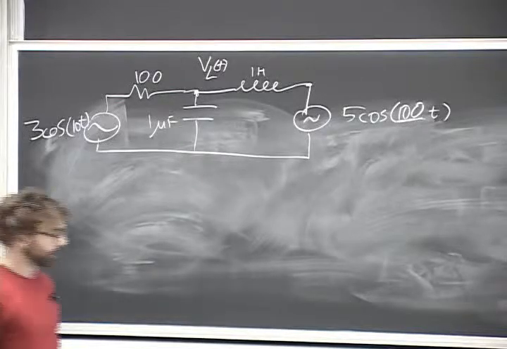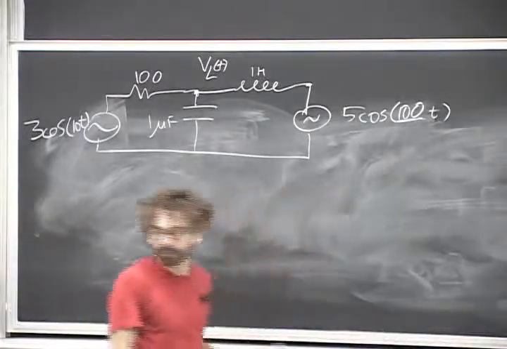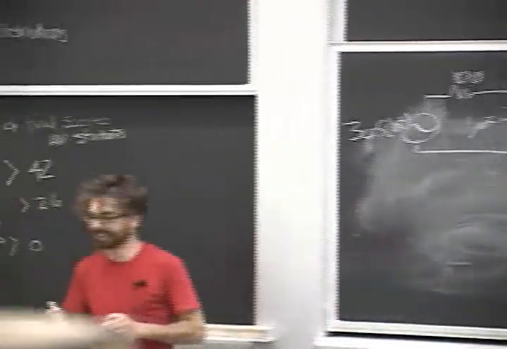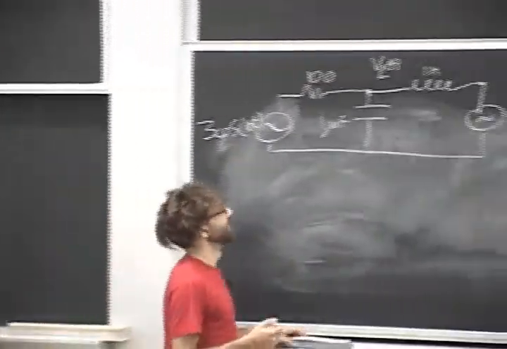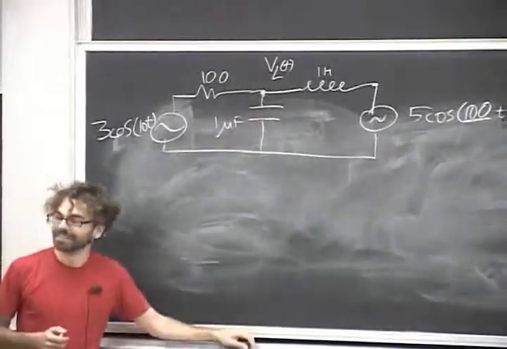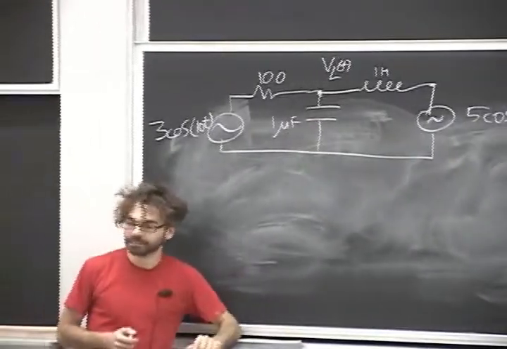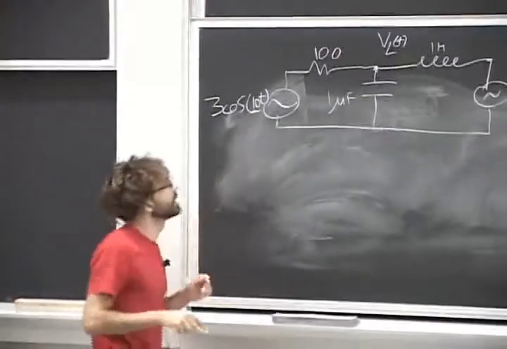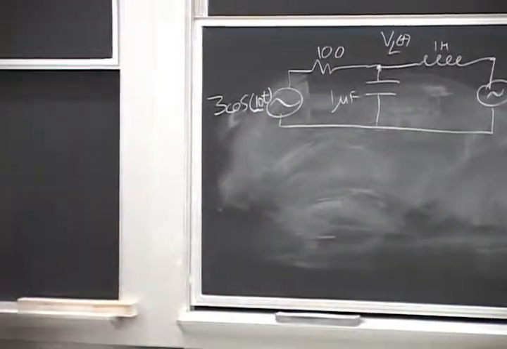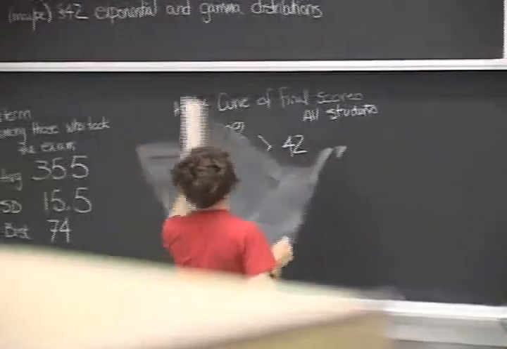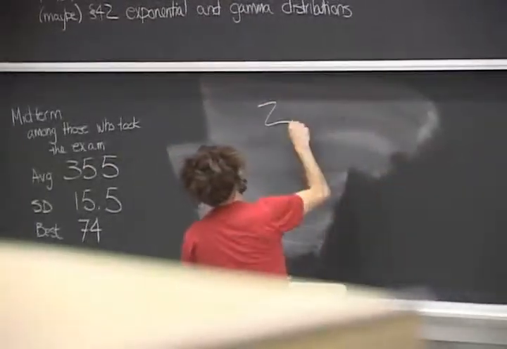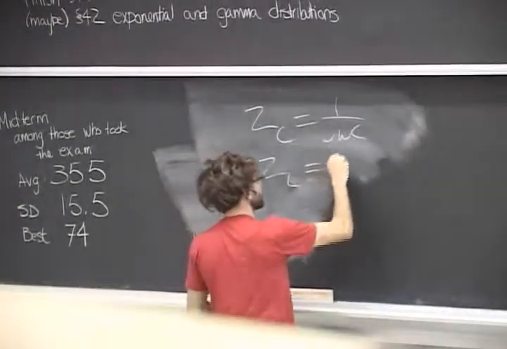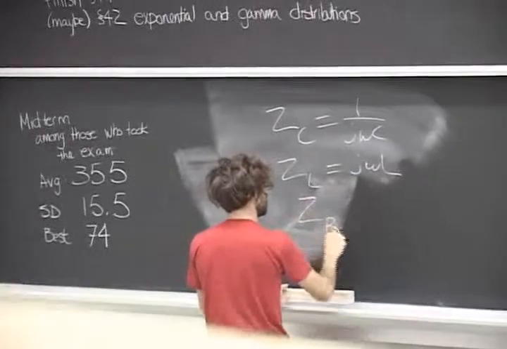So when we do superposition, why do you want to do superposition? Why not just node voltage it? Okay. So let's say you wanted to try and do node voltage. What would you run into here? There's two frequencies here, right? We got 10 and we got 100. I'll write these up: 1 over j omega C, j omega L, and R equals R.